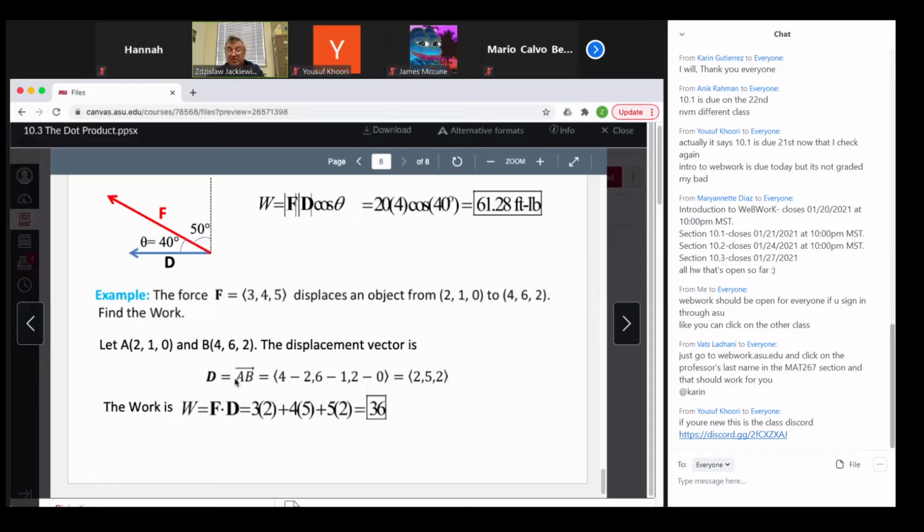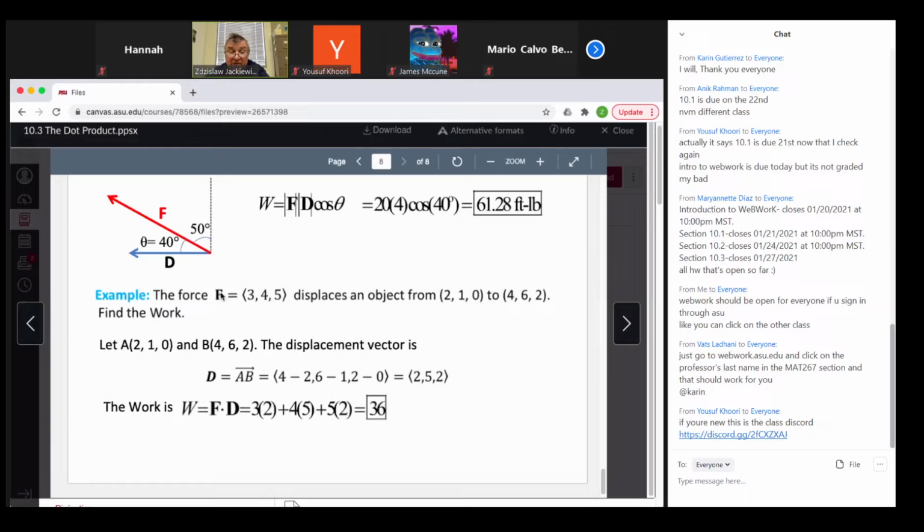D, or displacement vector, if you call this point A and this point B, the displacement vector, of course, is AB, which is 4 minus 2, 6 minus 1, and 2 minus 0. So if you do your algebra, that's (2, 5, 2).